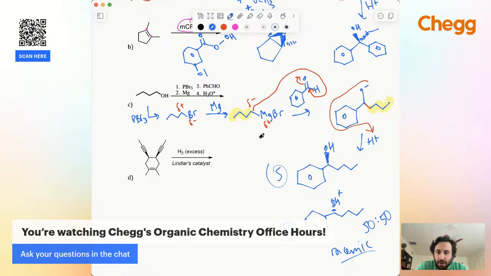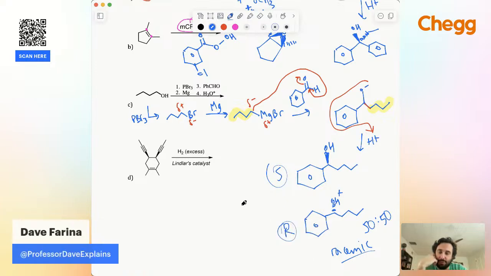Okay, so moving on here, we've got this hydrogenation. So this compound has 1 double bond and 2 triple bonds. And so we need to think about when we do hydrogenation, notice that it says excess here. So we're going to try to hydrogenate as many pi bonds as possible. And this is being done under Lindlar's catalyst. So what can this do? What does H2 excess do to double bonds, and what does it do to triple bonds in the presence of Lindlar's catalyst?